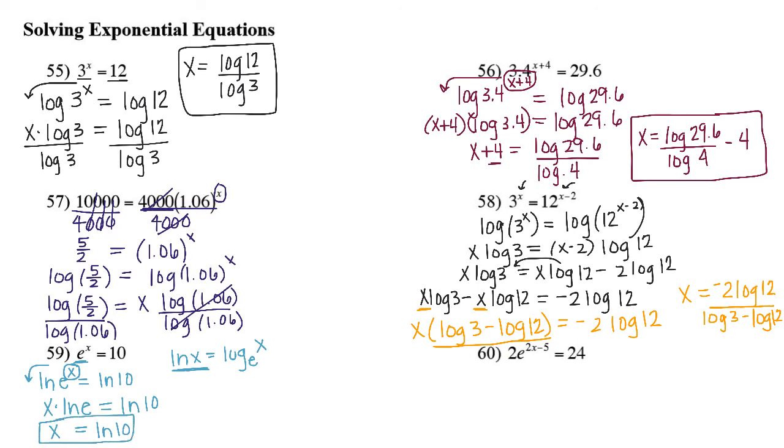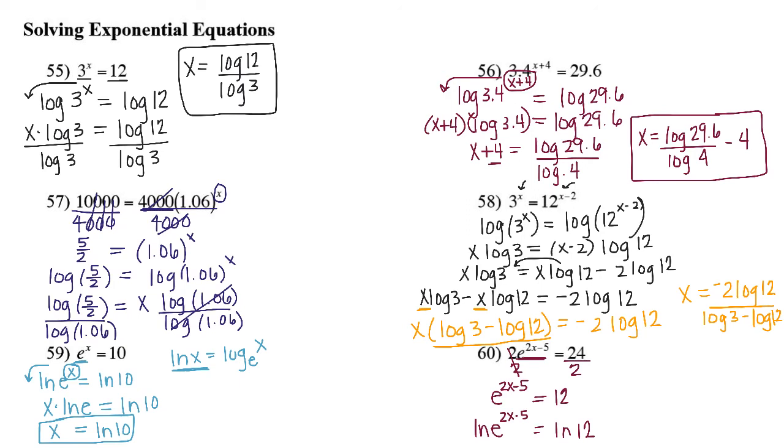Okay, for our next problem, sorry, getting ahead of myself. We can go ahead, because 2 is just by itself, times e. So let's go ahead and divide both sides by 2. So I have e to the 2x minus 5 equals 12. And again, since we're dealing with e, we're going to have to do the natural log of both sides. But our process is still the same. Our properties are still the same. We just need to use natural log instead of log.